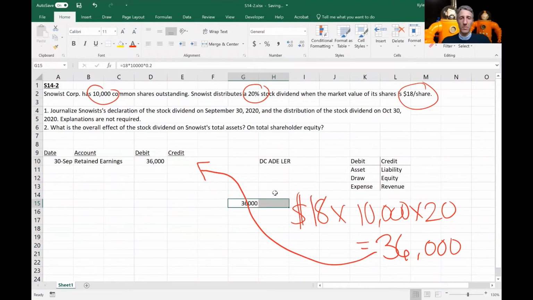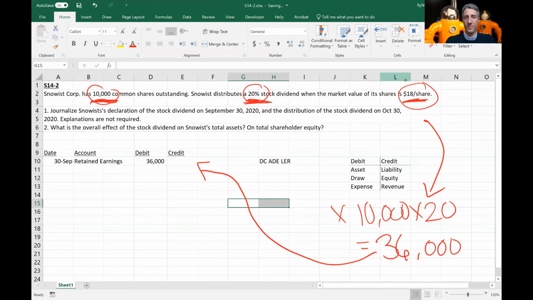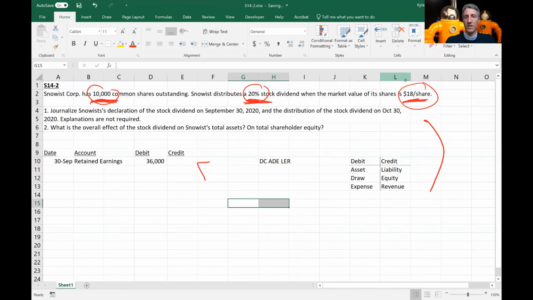So hopefully everybody's with me on that. It was 10,000 common shares, the number of shares outstanding. There's going to be a 20% stock dividend at a price of 18 per share. And I calculated all of that down here. Let me just make it clean for us so we can proceed.